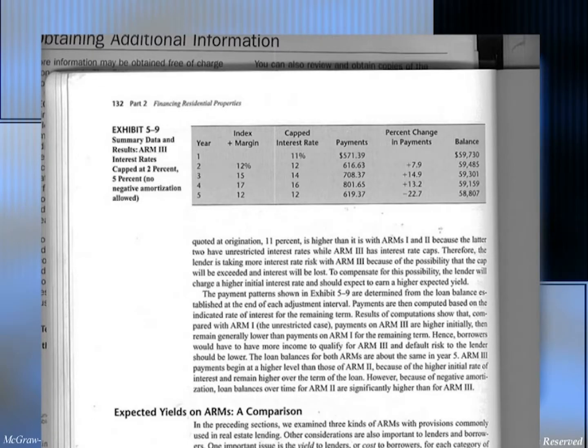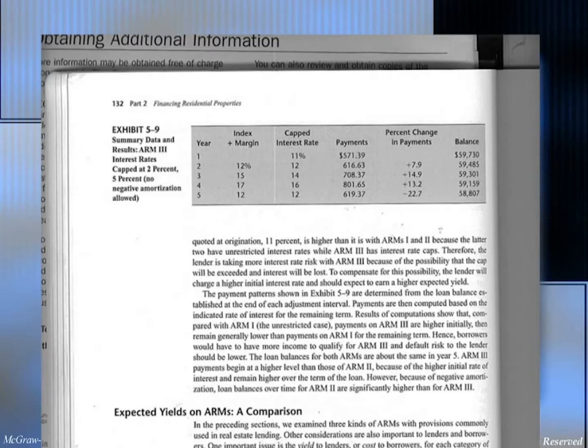So looking at this summary data for this one, we start at 11%, borrowing the $60,000, 360 months, we calculate a payment of $571.39. Gives us an ending balance of $59,730. We go back and say, okay, what is the margin plus the index? It's 12%, which is only 1% higher than the capped rate, so that's okay because we can go up as much as 2%.